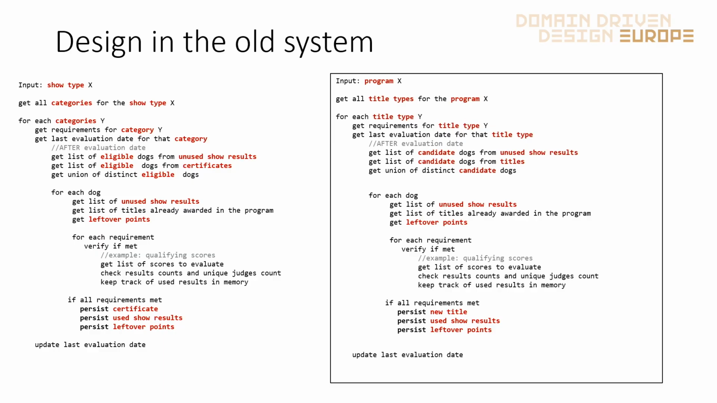And this is how the program would work. So a person in the office would pick a program for which they would run titling. And first, we would get all types of titles from that program. Then for each title, we would get those requirements from the database, and we would also check when that was last evaluated. So based on that date, we would get a list of candidate dogs, so meaning dogs that had any new information that could contribute to title, and that might be based on unused show results or other titles that they have been awarded since then, right?